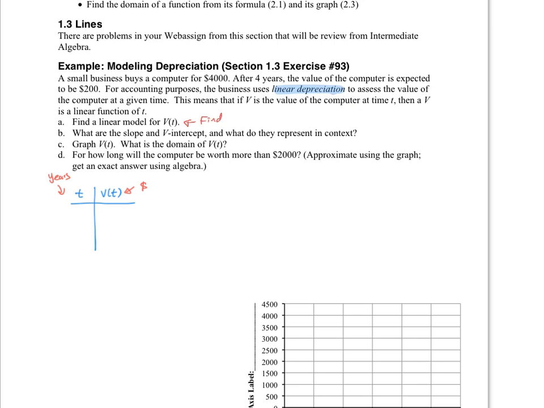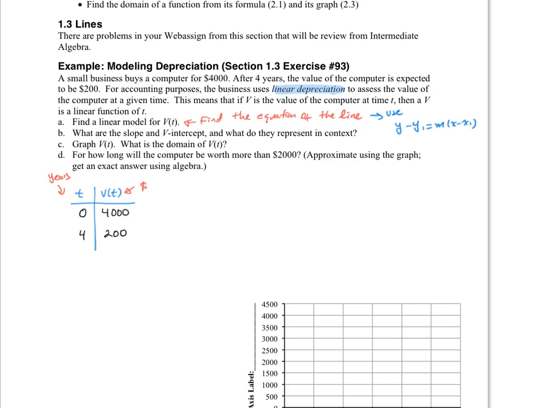So this is asking you to find the equation of the line, which means you need to use y minus y1 equals m times x minus x1. All right, so we need to find 2 points. The first one is (0, 4,000), because the value of the computer is $4,000 right now. Then in 4 years, the value of the computer goes down to $200.